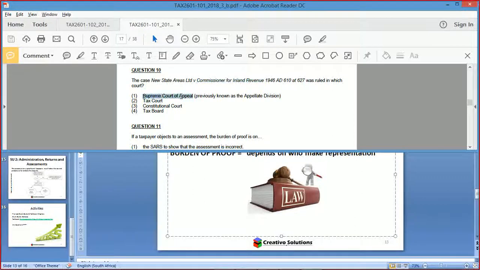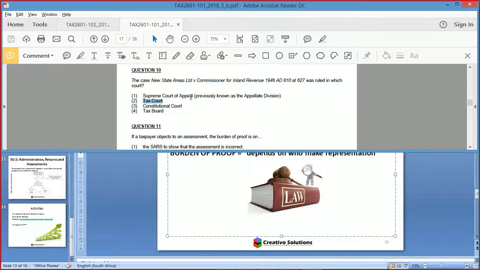Okay, so you get different courts. Obviously, the Supreme Court of Appeal, Tax Court, Constitutional Court, and then the Tax Board. We're looking at something that relates to the commissioner and the New State Areas Act. I don't think it was an appeal. It's either going to be the tax court or the constitutional court, because things like this don't necessarily go as far as the Supreme Court of Appeal. It wouldn't go that high. It would probably stop at the constitutional court or maybe the tax court.